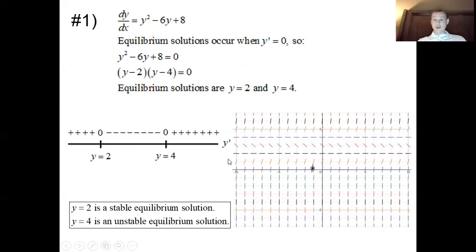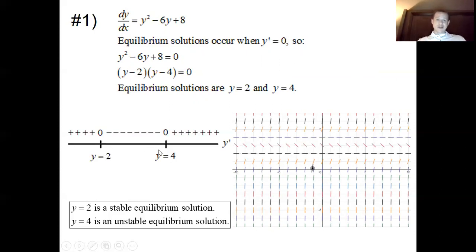Now remember, the sign chart represents the derivative. So for y's that are less than 2, which is anything below this black line, the slopes are positive. And you can see over here that these slopes are all kind of going up. They're almost vertical. They're not really vertical, but even when they're slanted, they're going upwards. So it's a positive slope there.